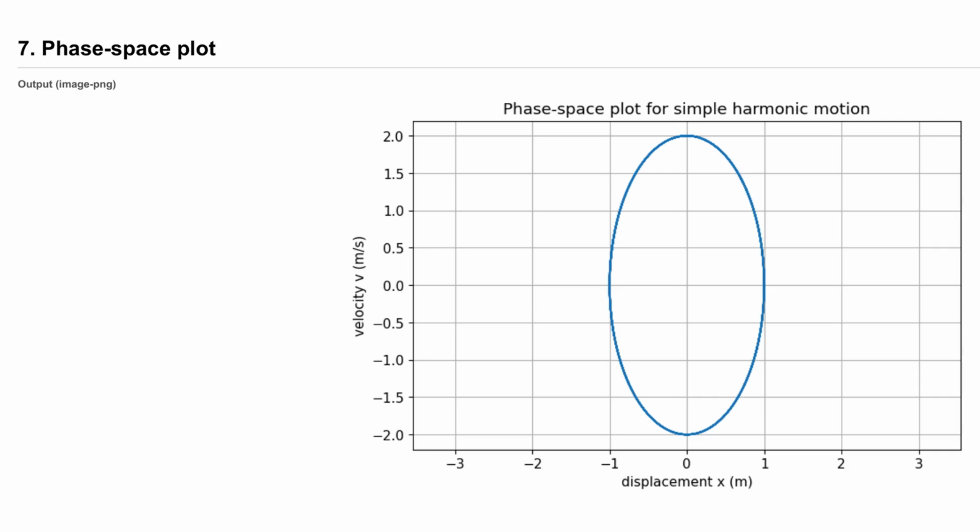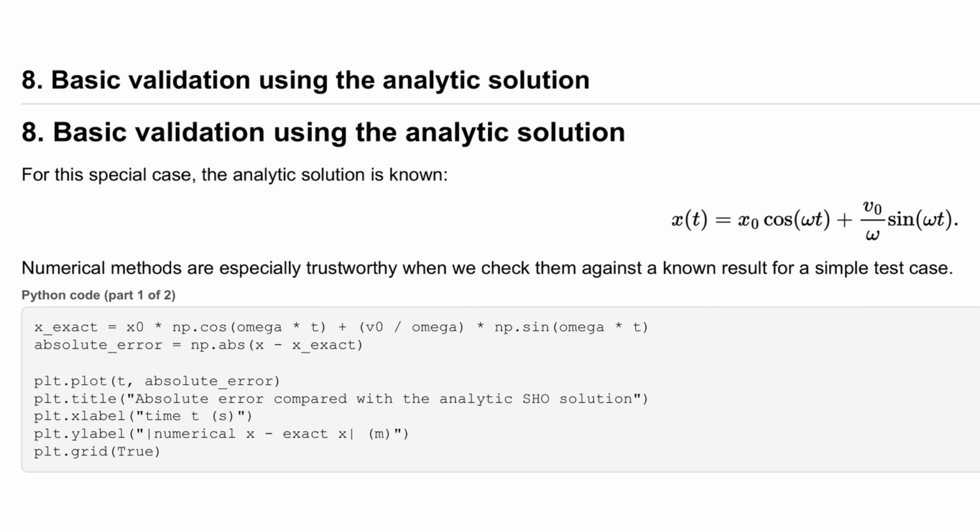Every time the mass returns to a specific position, it possesses the exact same velocity it had during the previous cycle. To be absolutely sure of our results, we can compare them to the known analytic solution for this case. We calculate the exact displacement at every time step using the cosine and sine terms, and then find the absolute difference between this theoretical value and our numerical result.